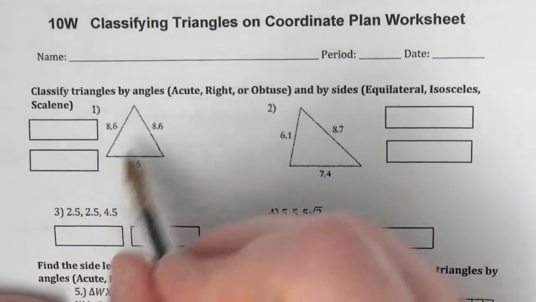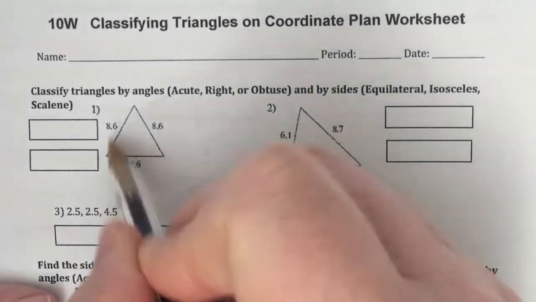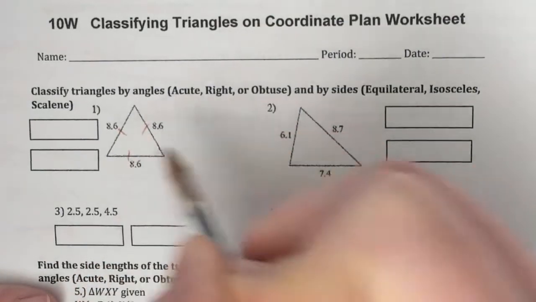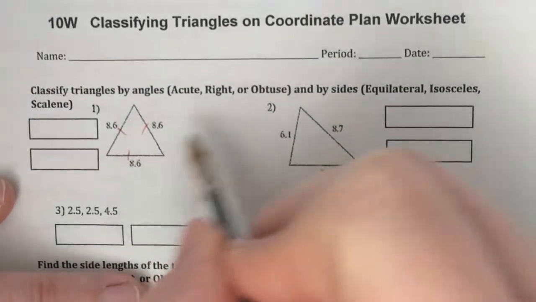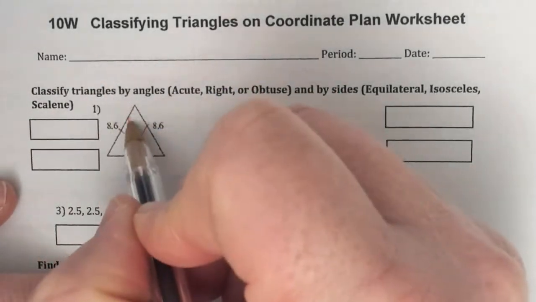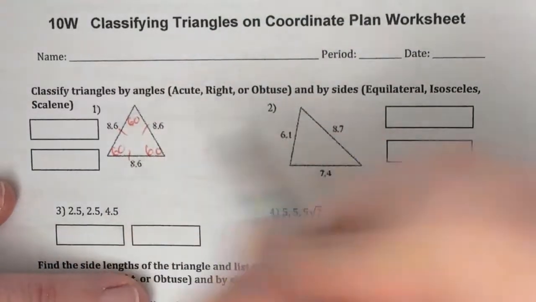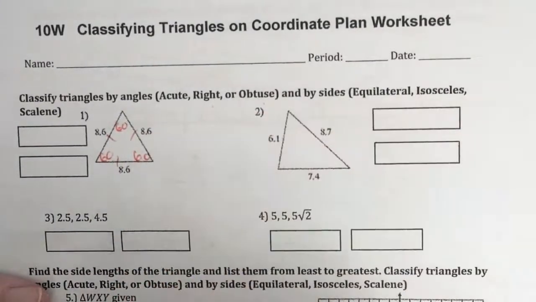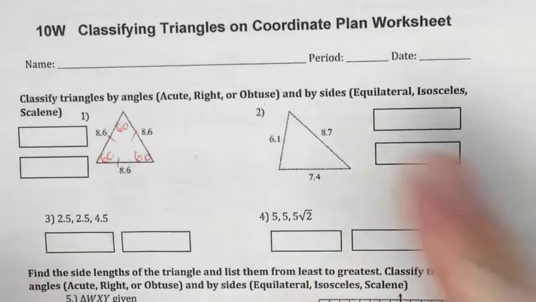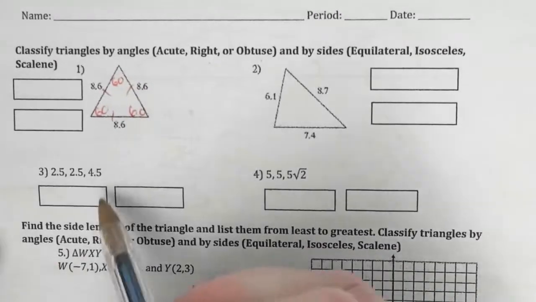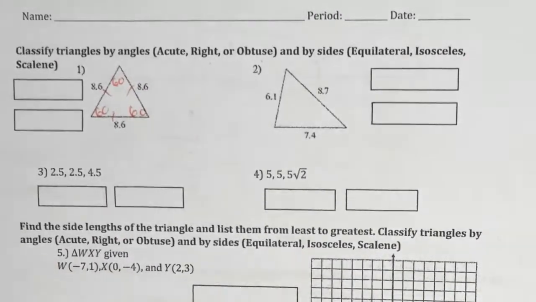All right, so what do you notice about all the sides right here? You notice that they're all equal, right? So if all of them are equal, then let's see. I know that in all these are 60. So is it acute, right, or obtuse? So you just base it off of those. Same thing with the sides. You guys can figure that out.